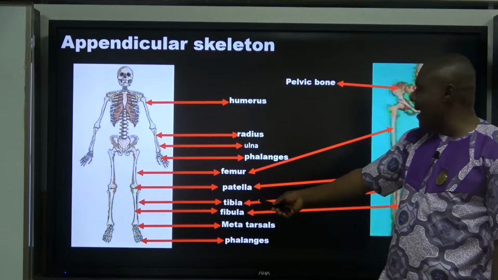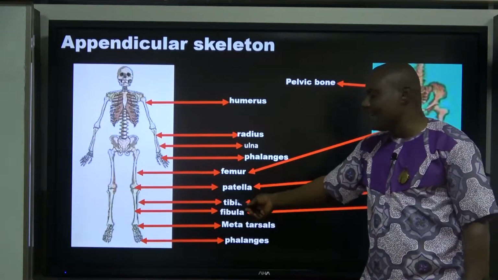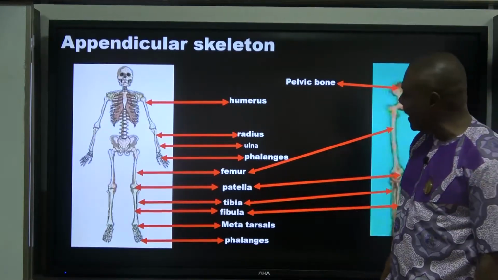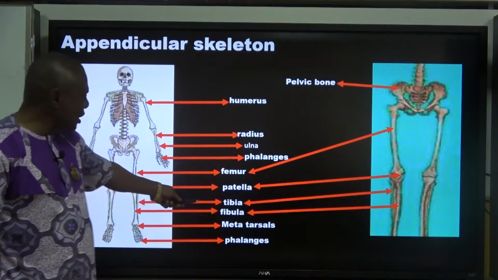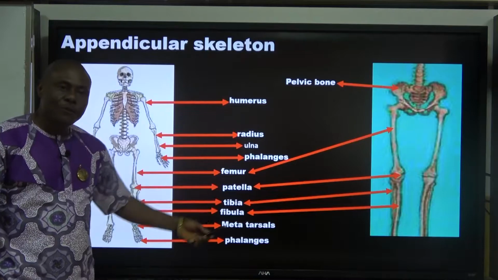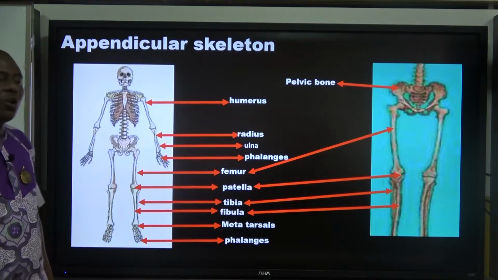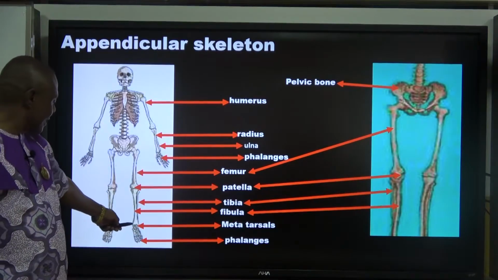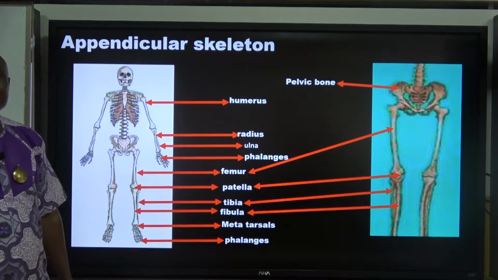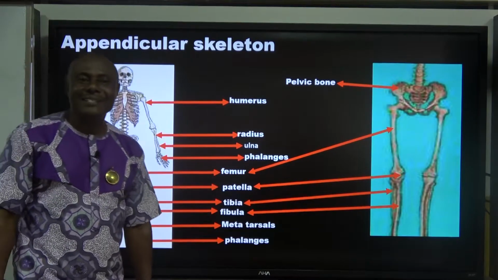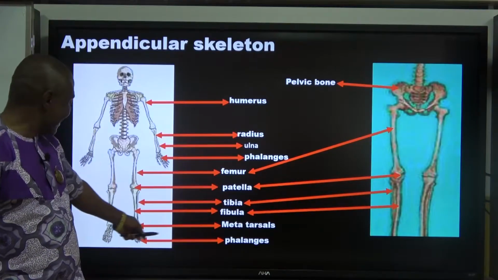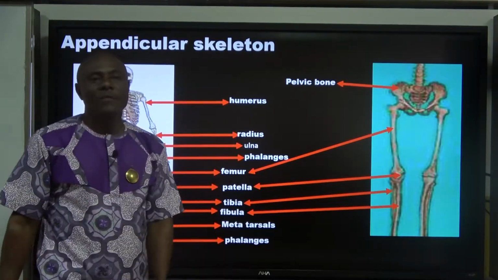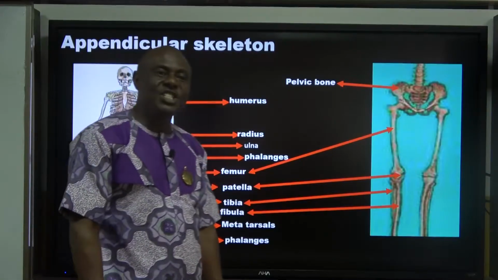And when you come to the lower leg, you have the tibia and the fibula. There are two bones in the lower leg, the tibia and the fibula. Then when you meet the ankle, you have the tarsus, then in the foot, you have the metatarsus, and then on the toes, you also have the phalanges.